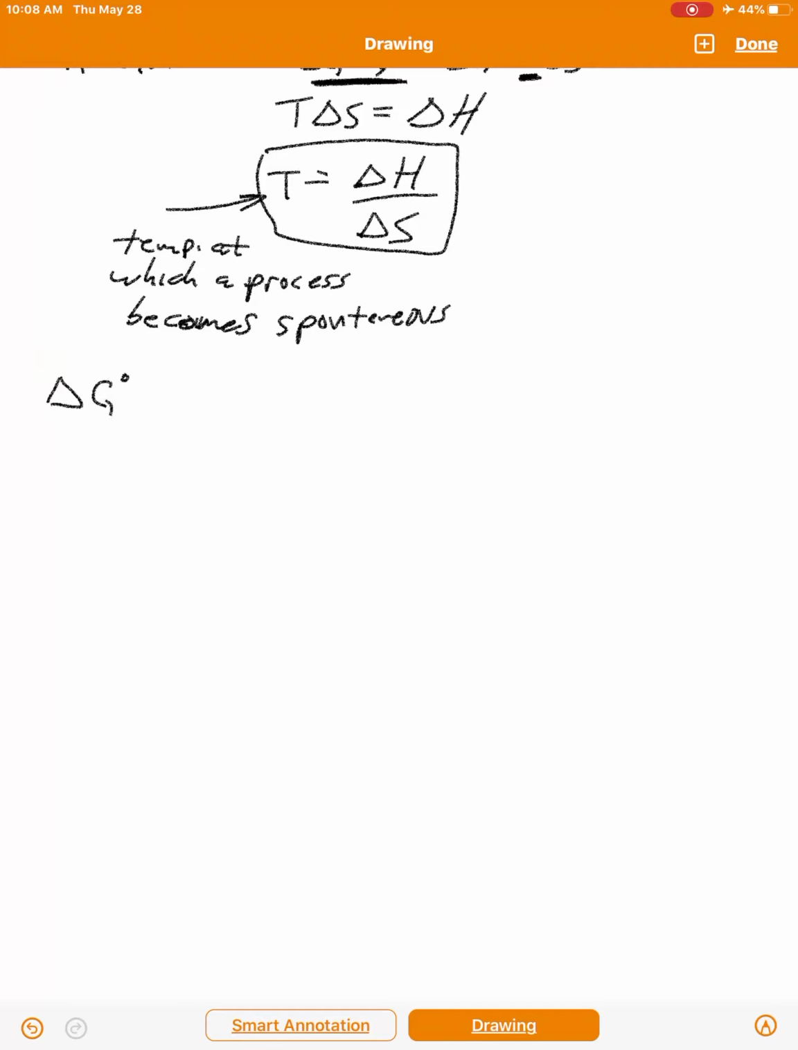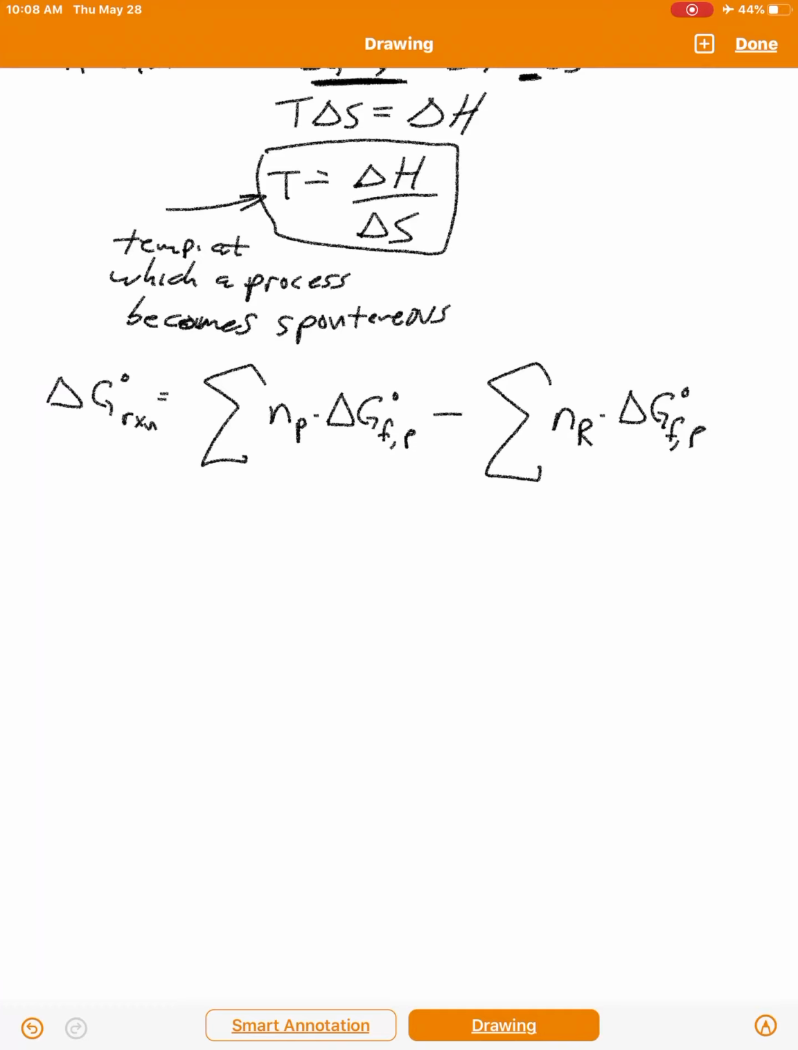Under standard conditions, the Gibbs free energy change for a chemical reaction is equal to the sum of the number of moles of a given product times the Gibbs free energy change of formation of that product. Again, under standard conditions. Remember, the degree sign means under standard conditions. Minus the sum of the number of moles of each reactant times the Gibbs free energy change of formation for those reactants.